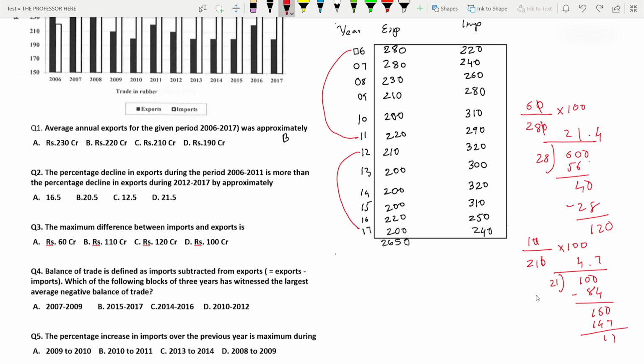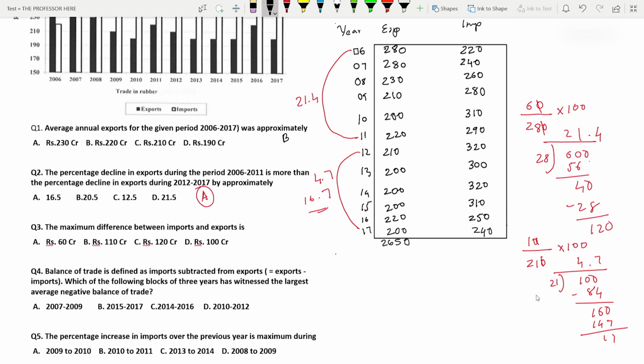So now we have to find the difference in percentage decline between 2006 to 2011 and 2012 to 2017. All we have to do is 21.4 minus 4.7, which will be equal to 16.7. The nearest answer is option A, 16.5. So option A is the answer.